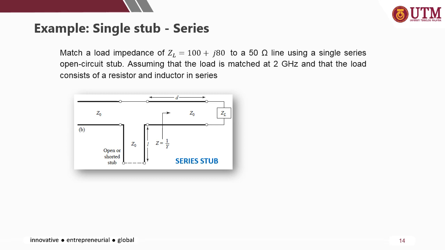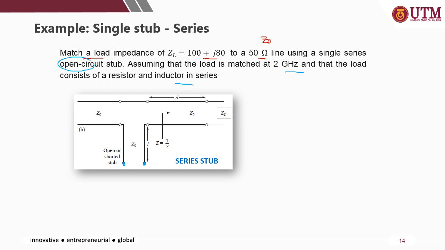Okay, let's look at an example for a single stub series. Match a load impedance of ZL to a 50 ohm line. So this is your characteristic impedance, using a single series open circuit stub. So in this case, it is open circuit, assuming that the load is matched at 2 GHz frequency, and the load consists of a resistor and inductor in series.